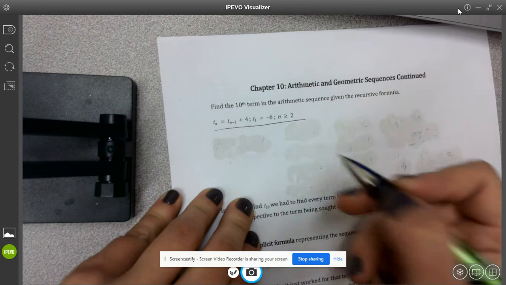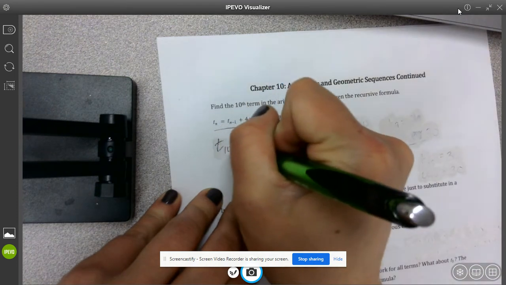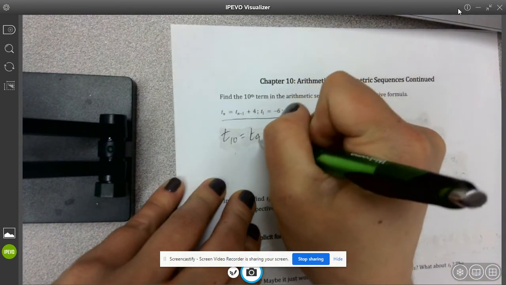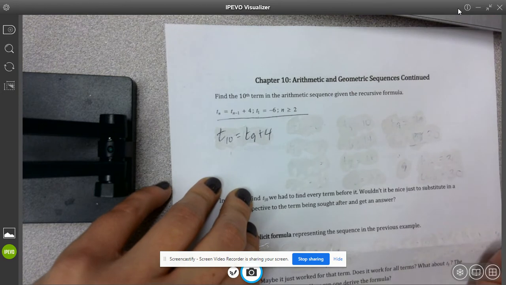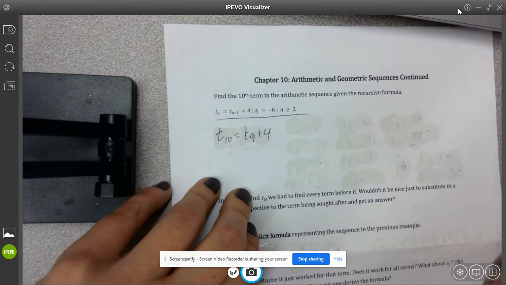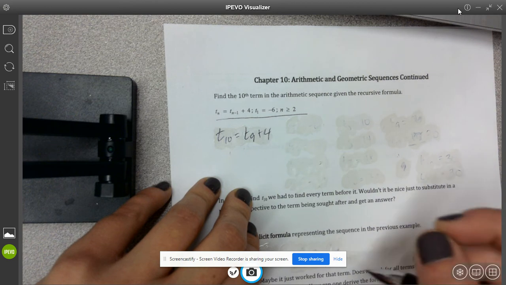We want to find the 10th term. So if I want to find the 10th term of the sequence, I need to take the term before it and add 4, which is term 9. I don't have term 9. I'd need term 8 for term 9. And to find term 8, I need term 7. And to find term 7, I would need term 6.